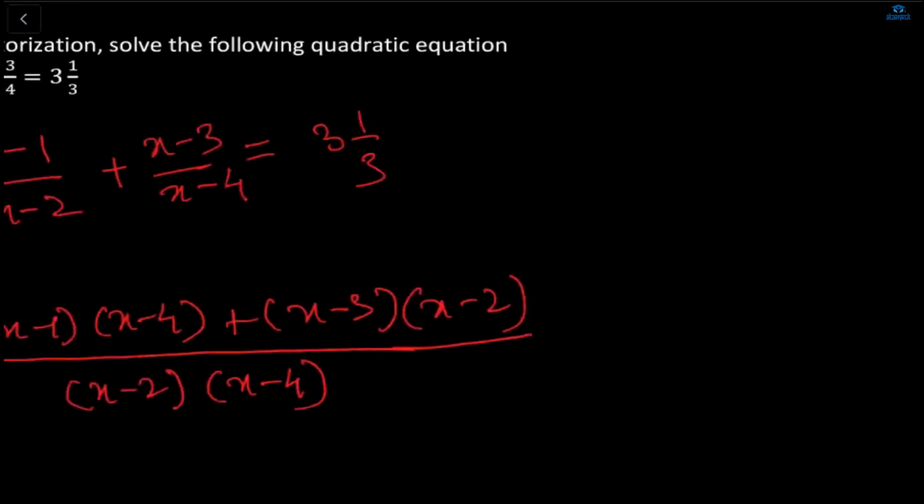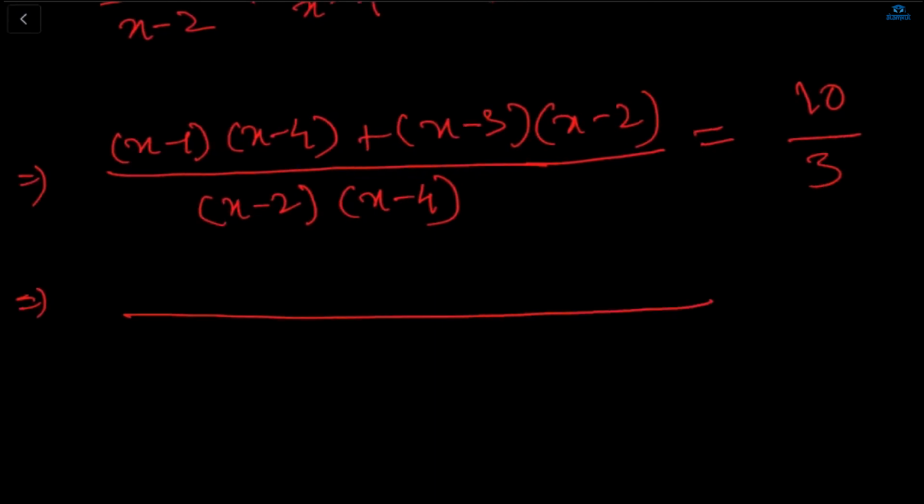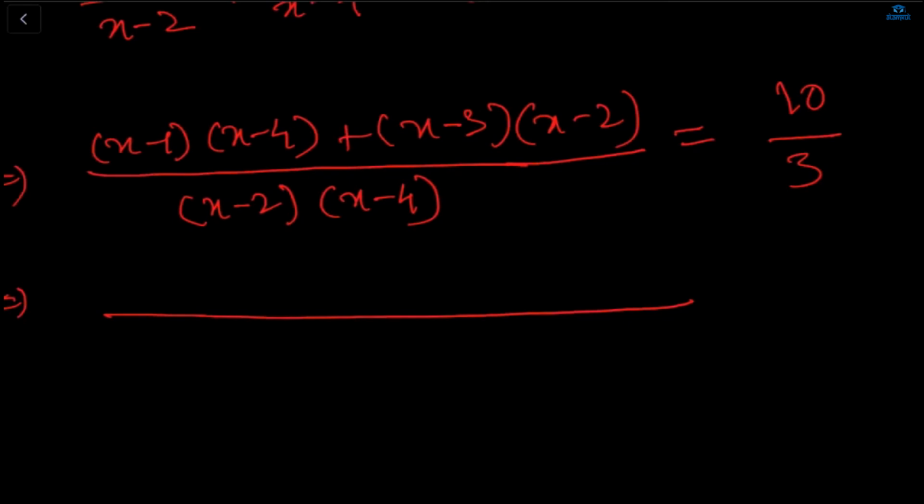Now this is a mixed fraction, so we are going to put it in improper form. 3 3s are 9, 9 plus 1, it will be 10 by 3. Now you need to multiply it and get the equation. So if you multiply, it will be x squared minus 4x minus 2x plus 8.